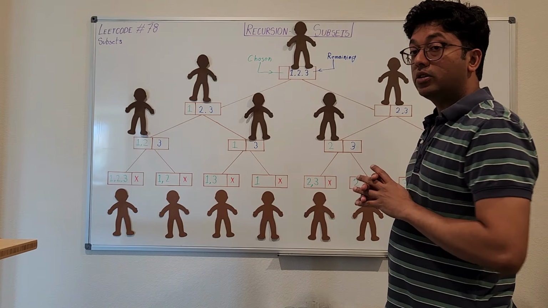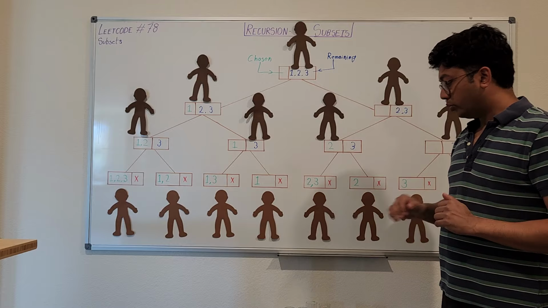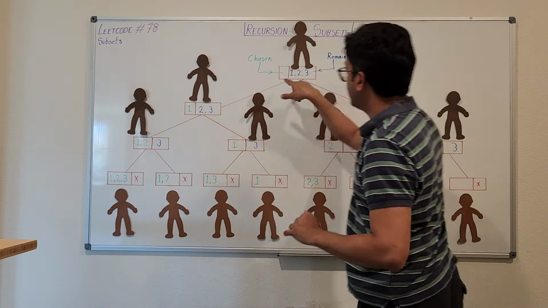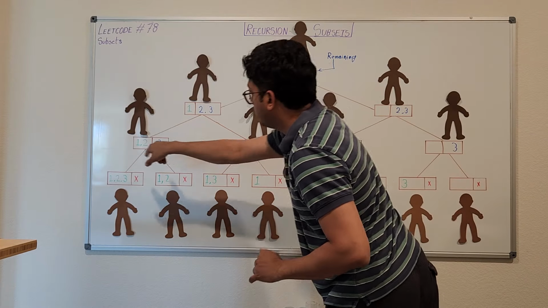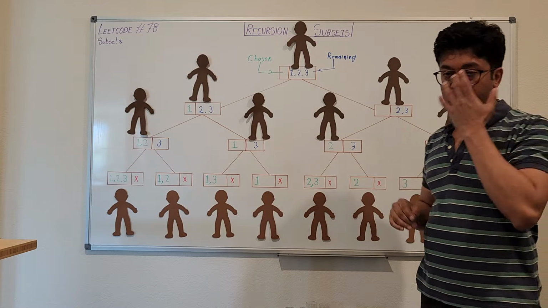But this is without backtracking. So here the problem is, if you notice, there are a lot of new lists being created. This guy creates two new for here, two new for here. This guy will create two new for here, two new for here. There are too many new lists being created. That's a very inefficient solution.